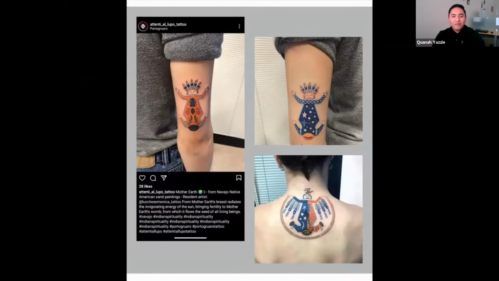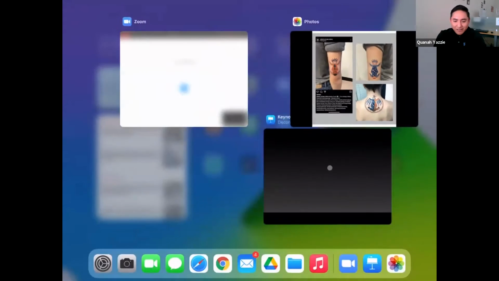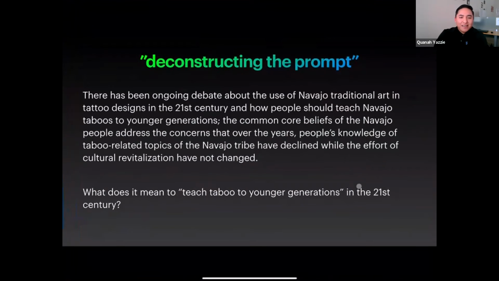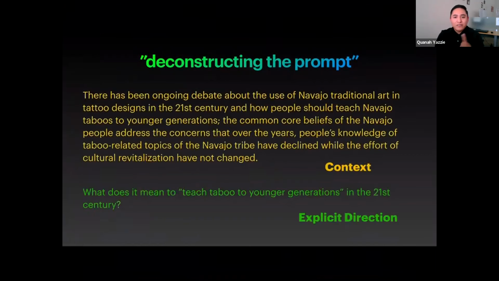I wanted to come up with a prompt that was relative to this. It's actually trending right now on Facebook, but just to show you guys that really quickly, that's where I came up with this prompt. But coming back to those three parts, again, you need context, which you'll see here.